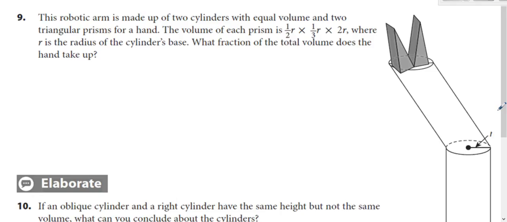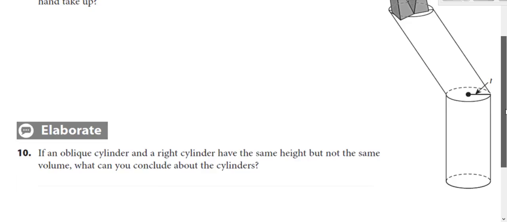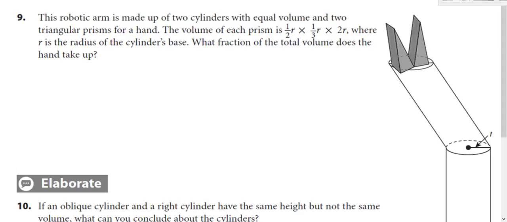So this one's a little bit complicated. We have two cylinders with equal volume and two triangular prisms that make up the hand of this robotic arm. So we are told that the volume of each prism, there's two of those, is 1/2 radius times 1/3 the radius times 2 times the radius, where r is the radius of the base. So what fraction of the total volume do the hands take up?